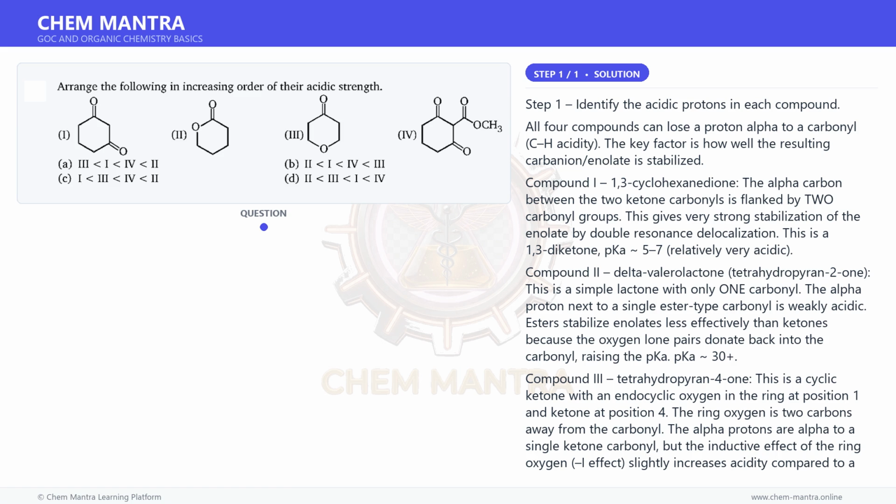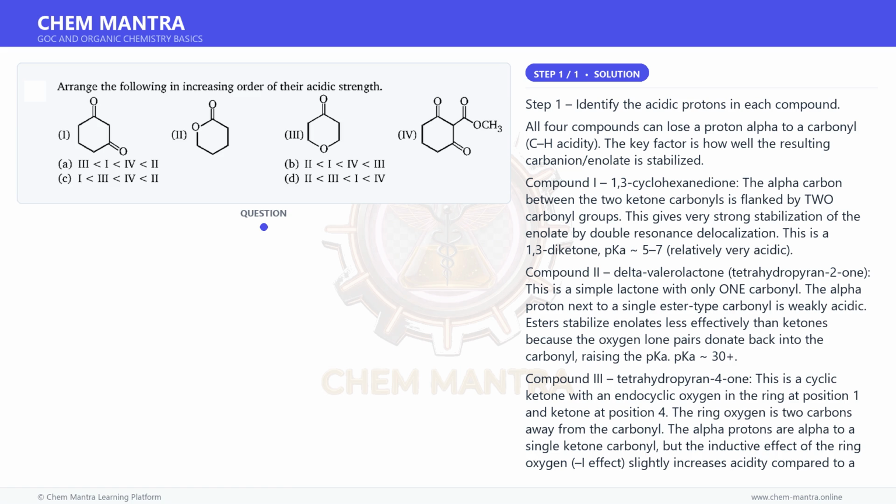A beta-keto-ester is significantly more acidic than a simple ketone, pKa 11 to 13, because the enolate is stabilized by both the ester and ketone. This compound is the most acidic among the 4.